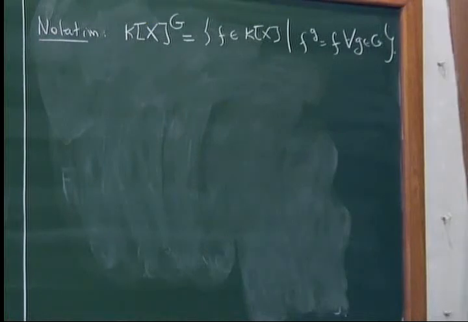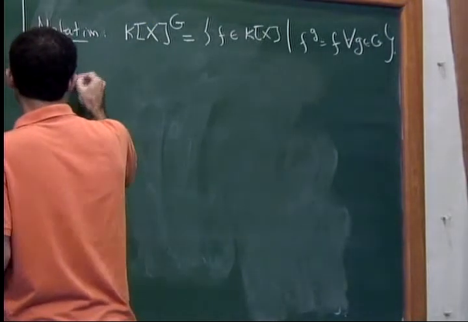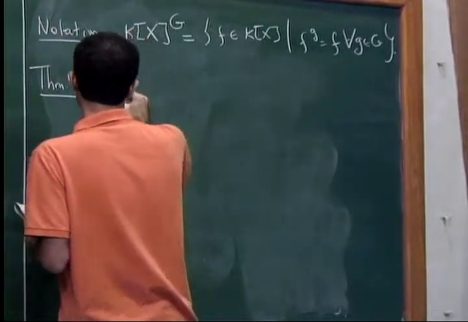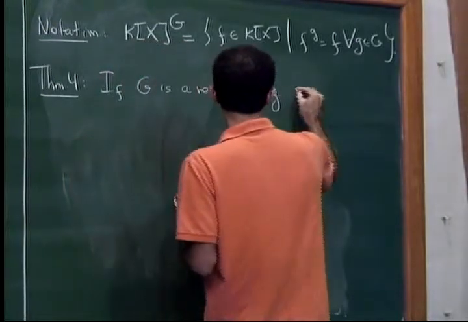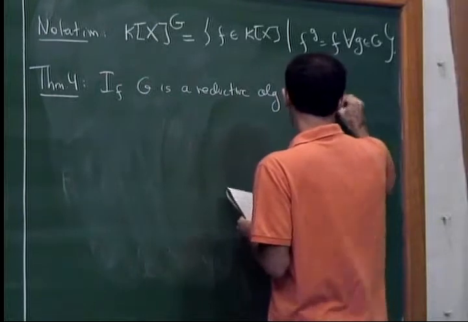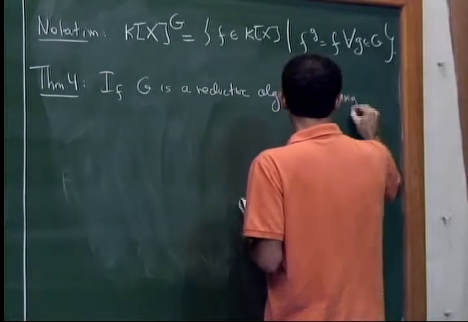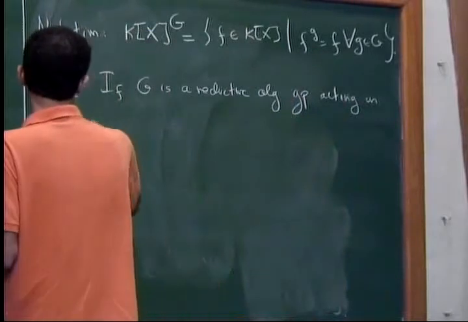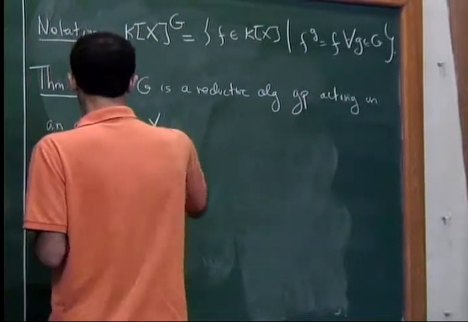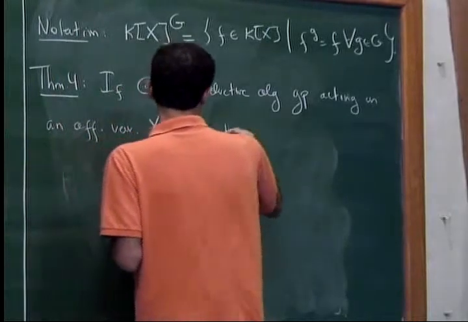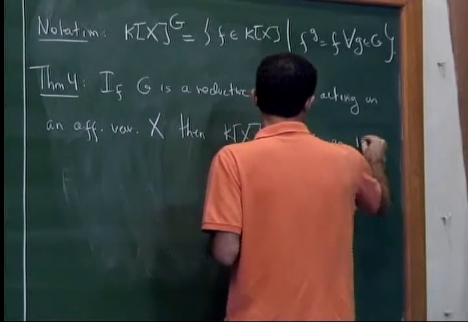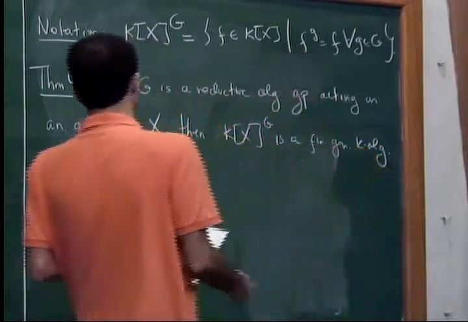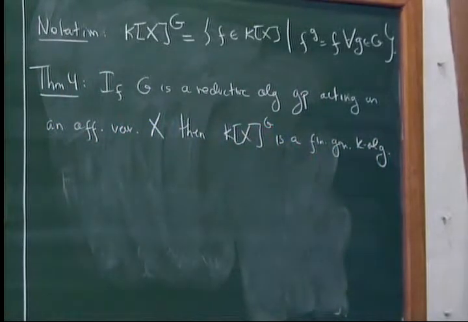And the theorem we want to show is that if G is a reductive algebraic group acting on an affine variety X, then the ring of invariants is a finitely generated K-algebra. Okay. So that's the statement.